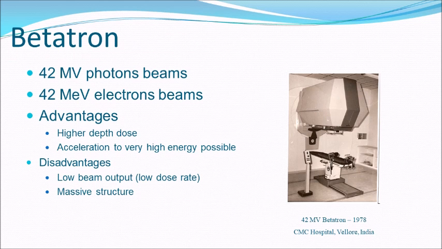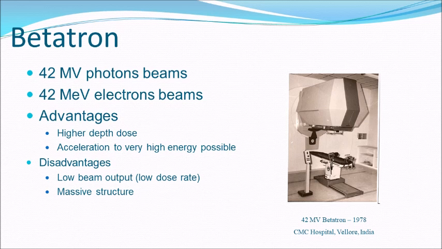Betatron was one of the first electron accelerators used in radiotherapy. In India, a Betatron was installed at Christian Medical College Hospital, Vellore, India in 1978. This was a 42 MV Betatron. It provided 42 MV photon beams as well as 42 MeV electron beams. The advantage of using a Betatron, the only advantage probably, is higher depth dose characteristics.